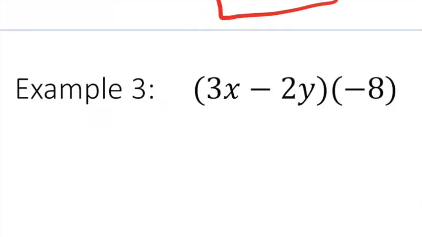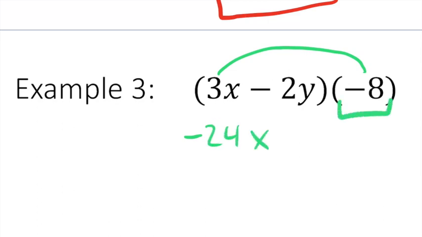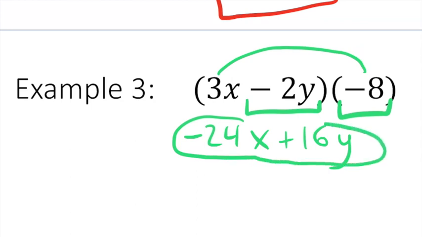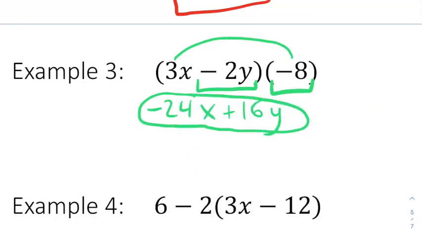On to example 3. In this one, it's a little bit weird. We have this -8 over here on the right-hand side of the problem. But we can do the exact same thing. If you want, you could even rewrite it. But what I'm going to do is I'm going to bring this -8 to the first term and get -8 times 3, which is -24x. And then I'm going to take that -8 and bring it to the -2y to make a positive 16y. When I say I'm bringing it in, all I'm doing is I'm multiplying what's on the outside of the parentheses to what's on the inside of the parentheses.